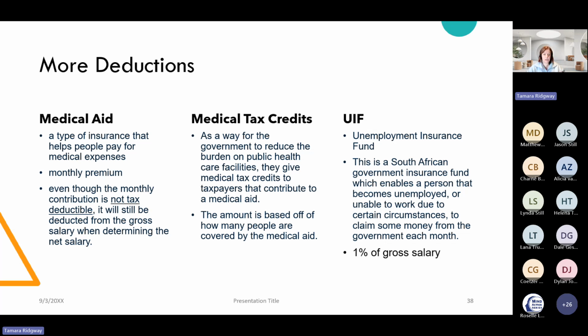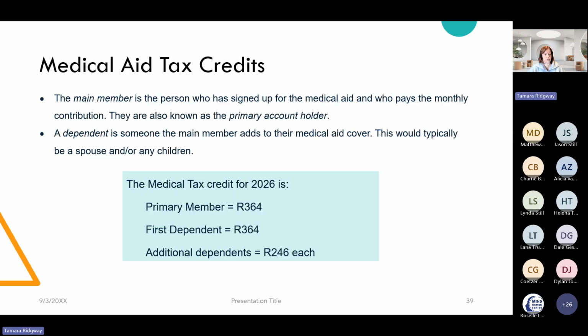And if you get fired from a job, the students, I don't know why they think it's funny, oh, it's unfair. If you get fired, you can't claim UIF. So there are strings attached to it.